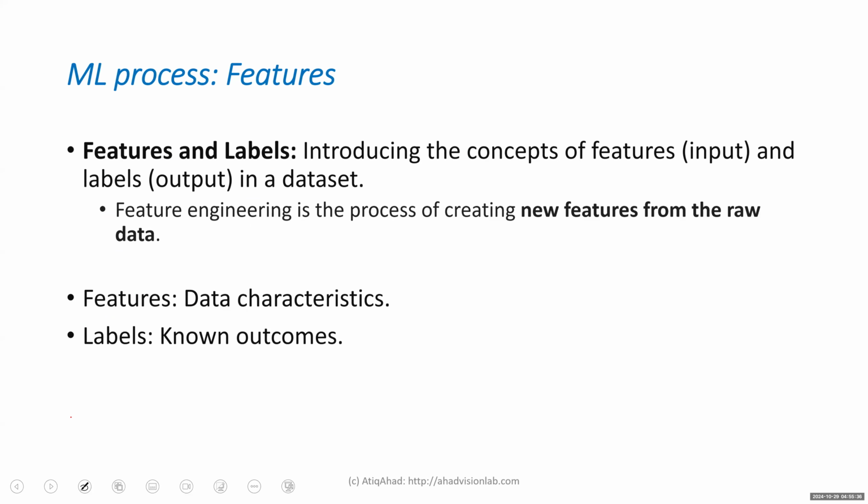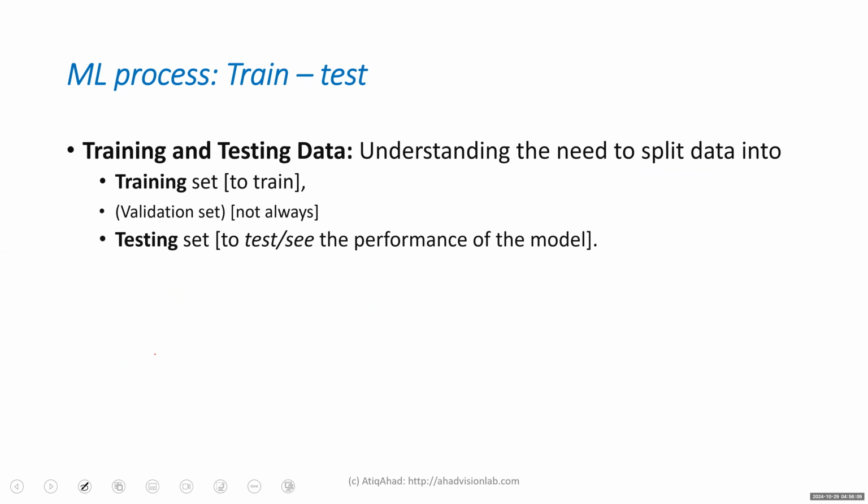So then there are features. All right. Features means we want to get the characteristics of data and remove unnecessary or less important things, and extract or consider better information. So feature engineering is extremely important, not election engineering. Feature engineering is the process of creating new features from the raw data. Now, features are the input and labels are the output in a data set. So labels mean known outcomes.